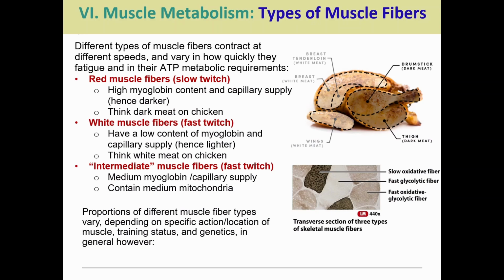Which ones we see where depends on what the body part is, right? What kind of action does it do? Where do we find that muscle? And then, of course, we also see differences in terms of if someone has been training for something, have they been training for a marathon versus have they been training as a sprinter? And then genetics as well can play a role in that.